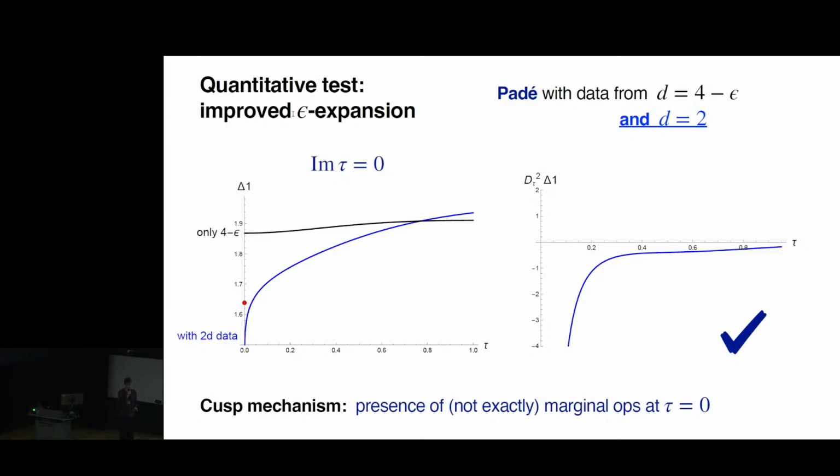And you can actually see that the mechanism for this cusp is that there are additional marginal operators associated with symmetry enhancement at precisely that point, tau equals 0, and these lead to this singular behavior at that point.